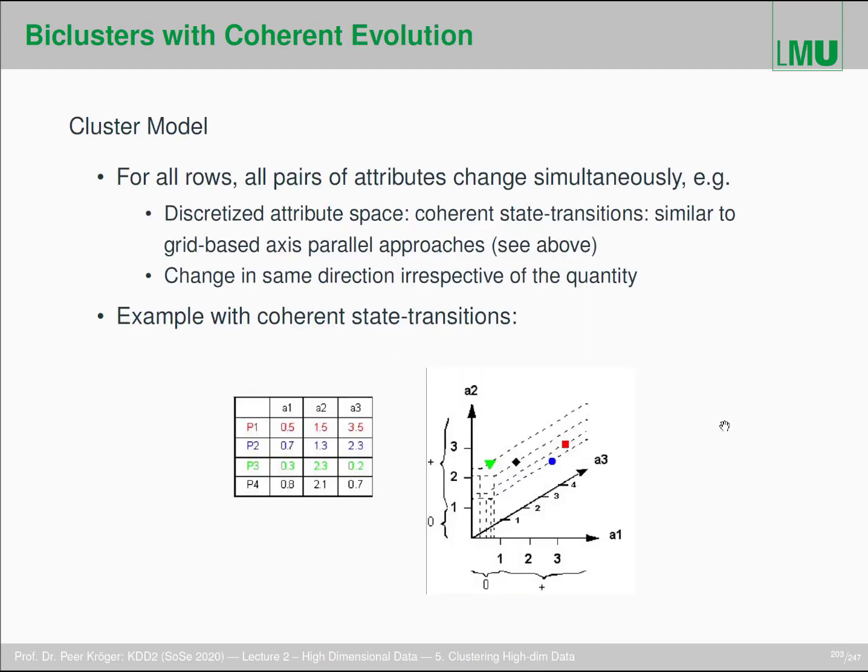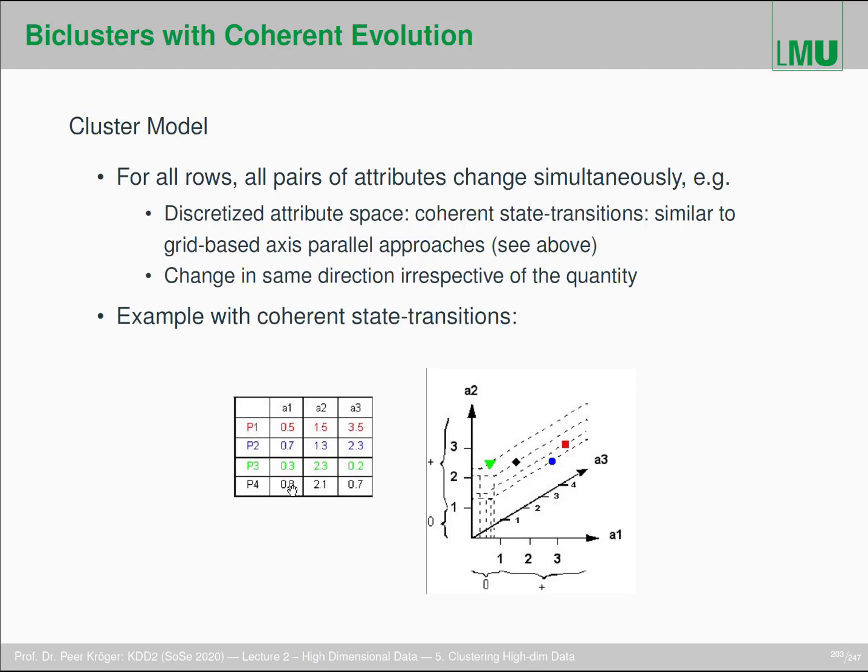And the last one here, which is probably the most complex one, is coherent evolutions. So for all rows, all pairs of attributes change simultaneously. For example, in the discretized attribute space, coherent state transitions, similar to grid-based axis parallel clustering approaches. We had that already, but it could also be a change in the same direction, irrespective of the quantity of the values of the change, actually.